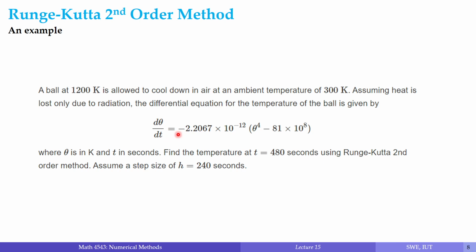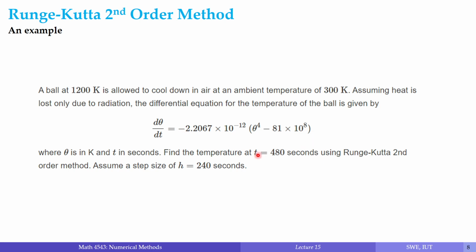It was something like minus 2.2067 times 10 to the power minus 12 times theta to the power 4 minus 81 times 10 to the power 8. We have a leading minus because we know that the temperature will gradually decrease over time, right? Instead of increase. So whatever change we have, it will be in the negative direction, right? Fine. So of course the value of the temperature is in kelvins and the value of t is in seconds.